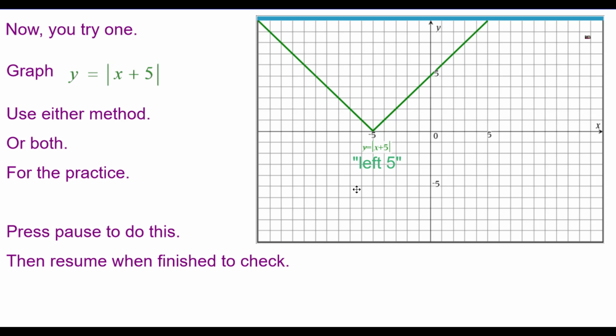And so this is the graph. It's moved to the left 5 units of the parent function.